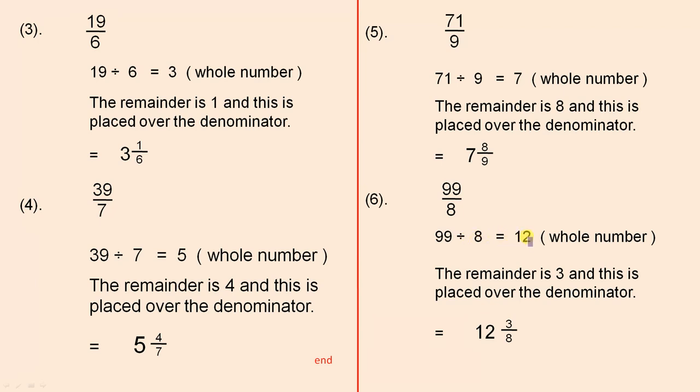And the final example is 99 over 8. 99 divided by 8 is 12, because 8 12s are 96. That's the whole number part there. The remainder is 3, and this is placed over the denominator. So we have 12 and 3/8, because 8 12s are 96, plus 3 is 99 over 8.